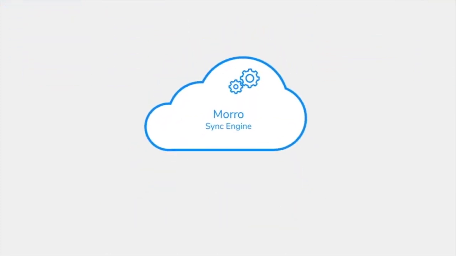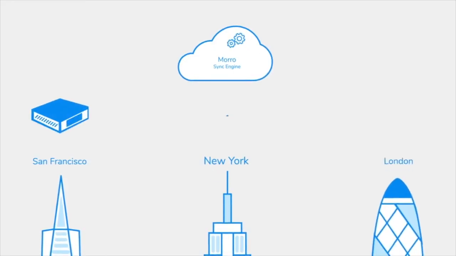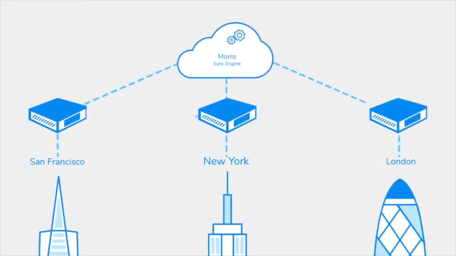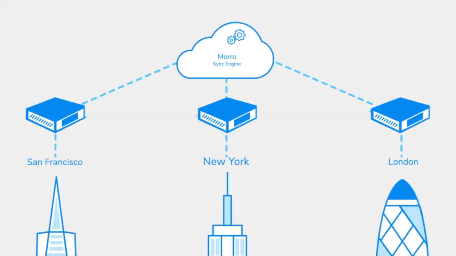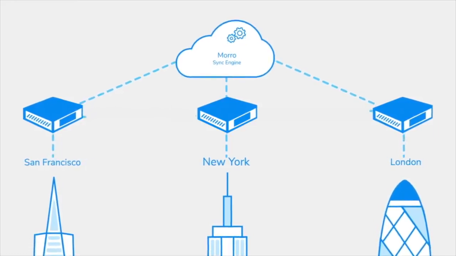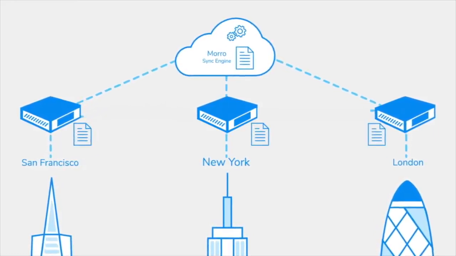With Morro's Cache and Sync, you get a centralized file system with the power of our proprietary Cloud Sync engine. To the users at all of your offices, it looks like all their files are on the same local network.